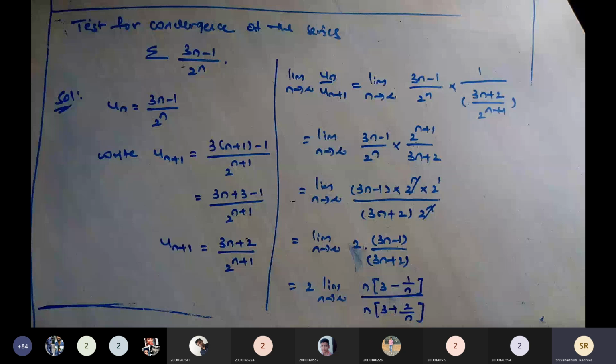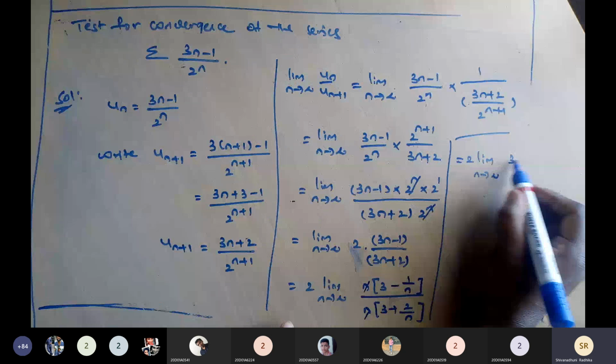Two constant taken outside. In the numerator we have the n is there, in the denominator we have the n is there. For that purpose I am going to take n common in the numerator. Then we get 3 minus 1 by n by, again n common, 3 plus 2 by n. It is clear? N get cancelled. Now what is the remaining? 2 into limit n tends to infinity (3 minus 1 by n) by (3 plus 2 by n).